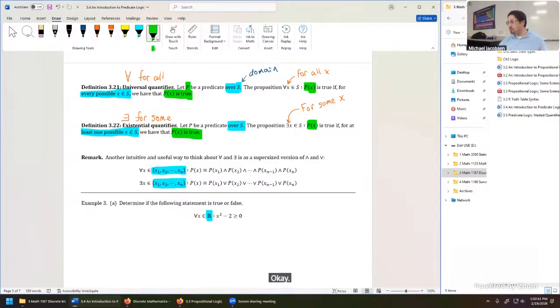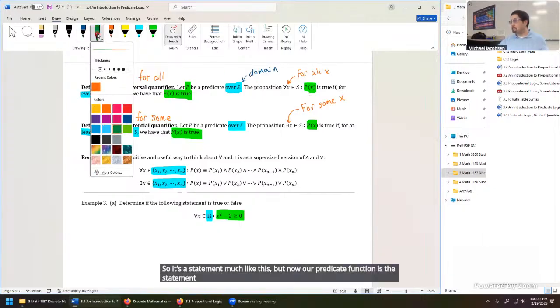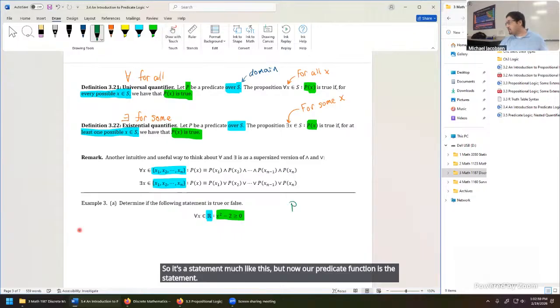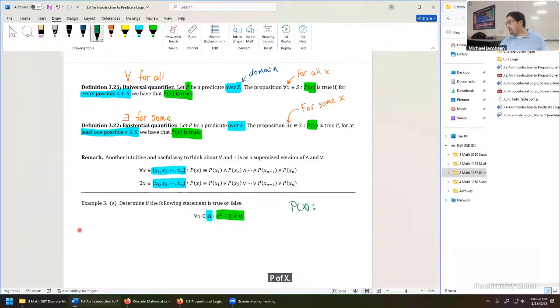Okay, let's go with green just to emphasize. For our first example, we have the statement for all x in R, x squared minus 2 is greater than or equal to 0. So it's a statement much like this, but now our predicate function is the statement P of x. It's defined by x squared minus 2 is greater than or equal to 0.